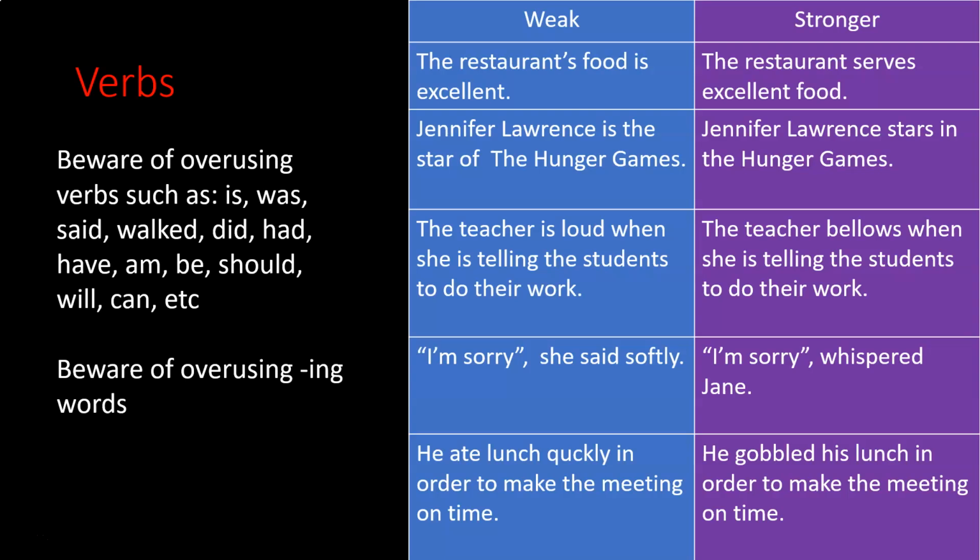He ate lunch quickly in order to make the meeting on time. He gobbled his lunch in order to make the meeting on time. And again here, we're just trying to move away from simple verbs with adjectives into more complex verbs that are maybe giving a more succinct image of what's going on. So these are some of the things we might be thinking about when we're writing. We need to think about showing and not telling, and we need to be thinking about the verbs that we're using, the choice of language we are making.